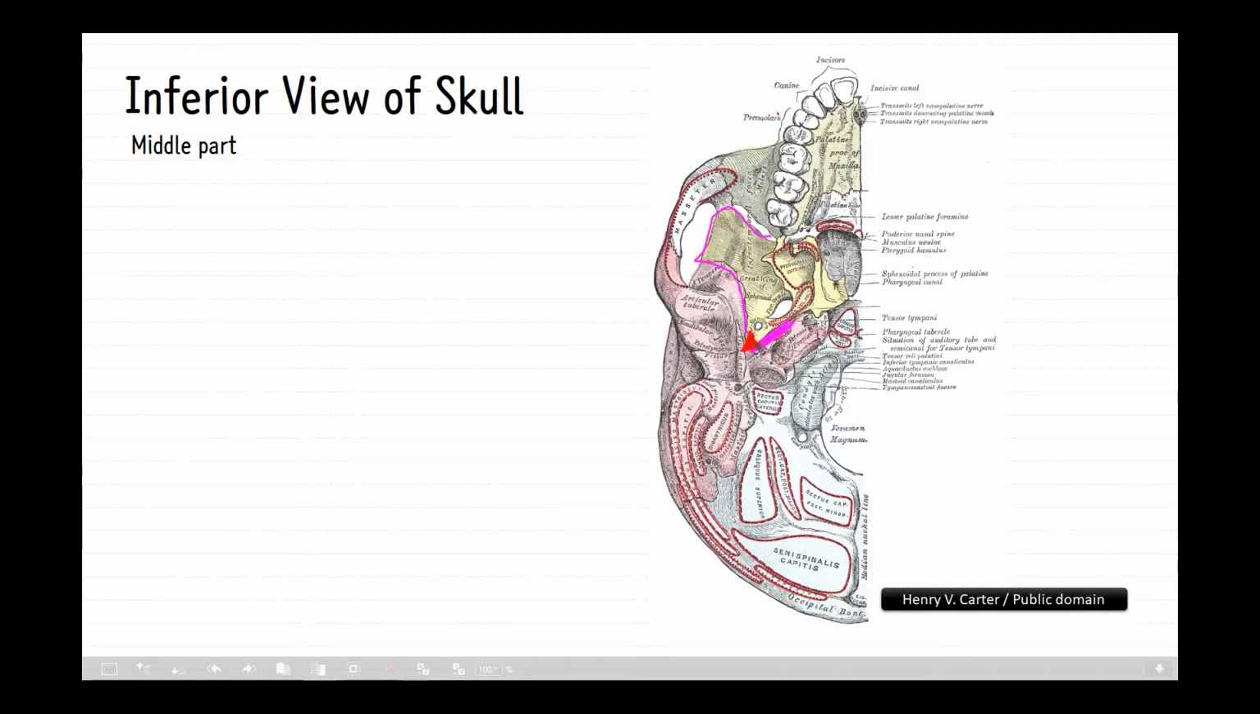Here is the spina angularis. It serves as the origin of the sphenomandibular ligament. In this figure, this is the mandibular fossa, and the mandibular fossa is the depression in the temporal bone that articulates with the head of the mandible, or the mandibular condyle. It is located posterolateral to the spina angularis. As I said earlier, this is the spina angularis.